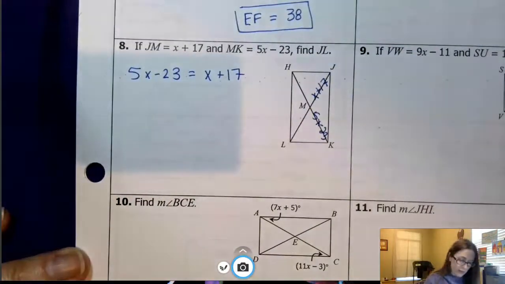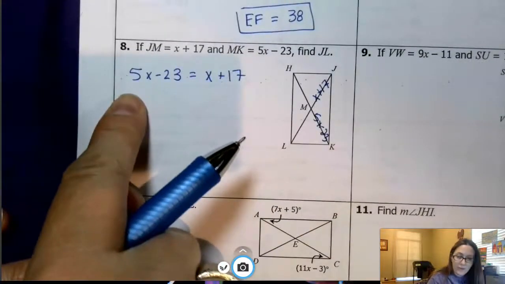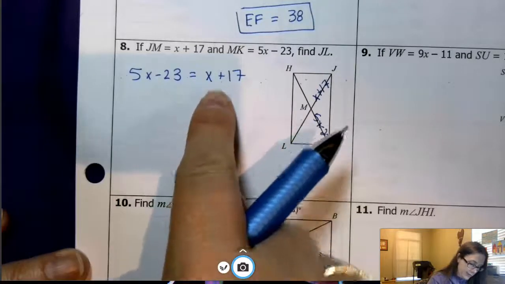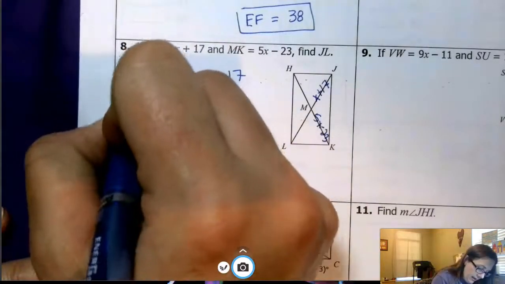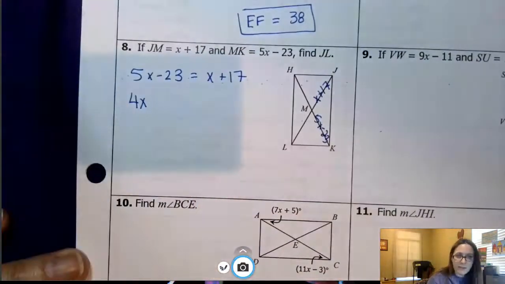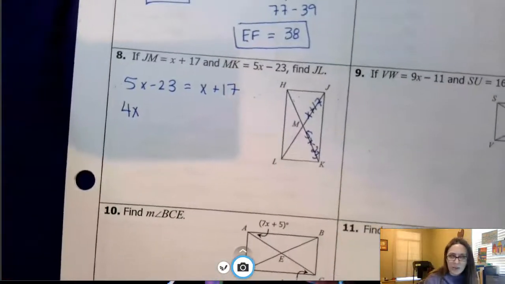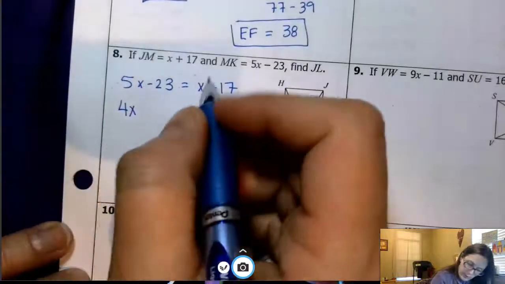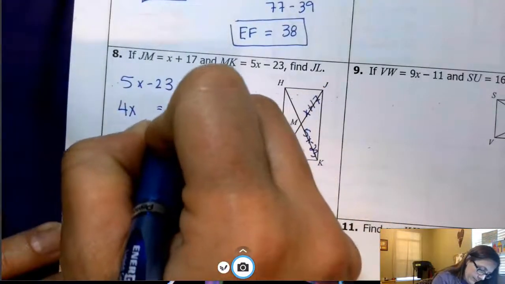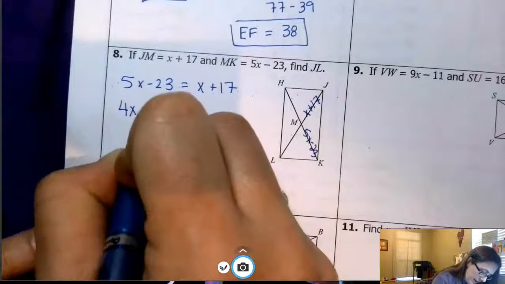Now, you don't have to. You could have done the x plus 17 first. I'm going to put the 5x over here because now when I subtract the x, I end up with 4x and I have a positive x on the left side. That's how I want my equation to look. It's just easier and nicer for me. Add 23 over here, I get 40. Divide, I get x equals 10.